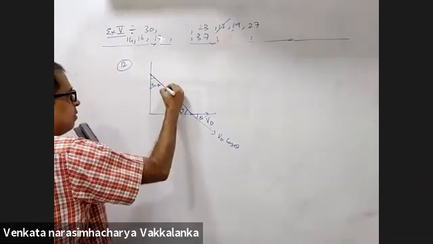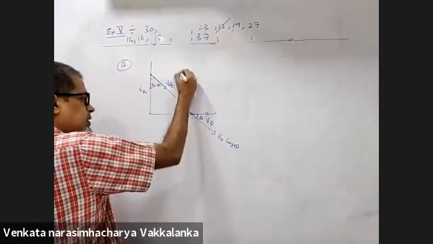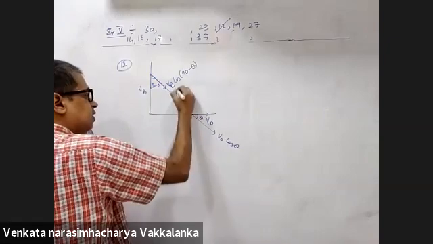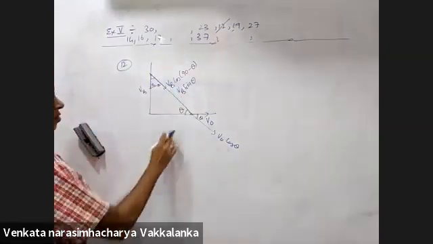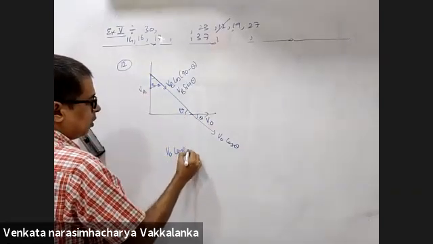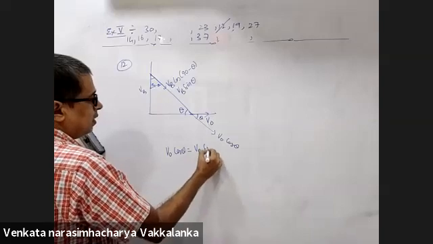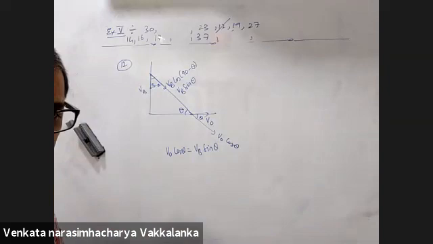This is 90 minus theta. This is VB. VB cos(90 minus theta) is VB sin theta. Equate both of them. V naught cos theta is equal to VB sin theta.